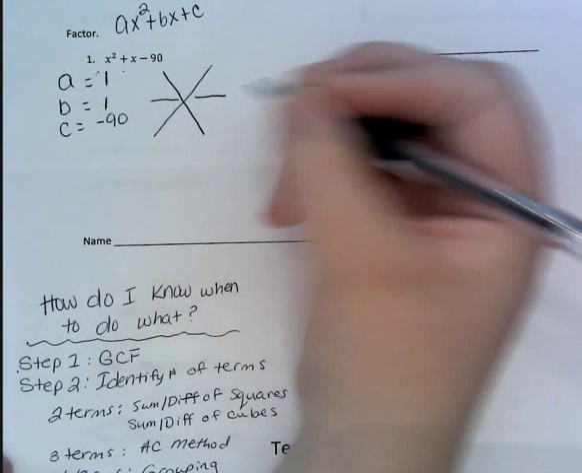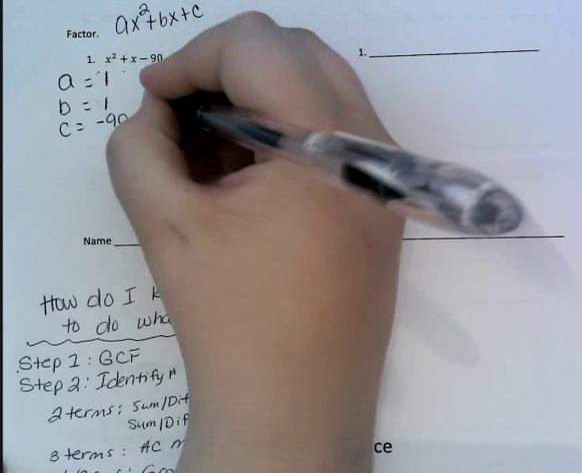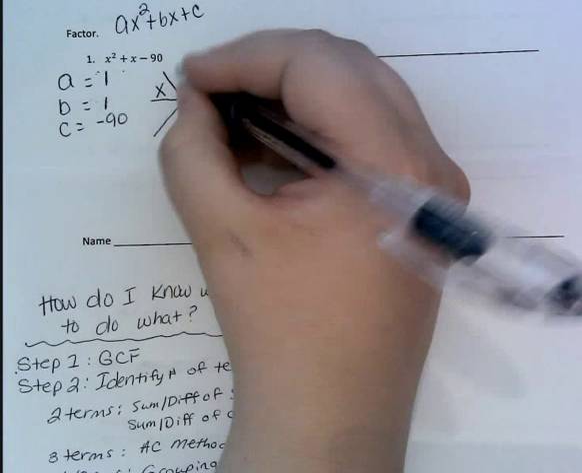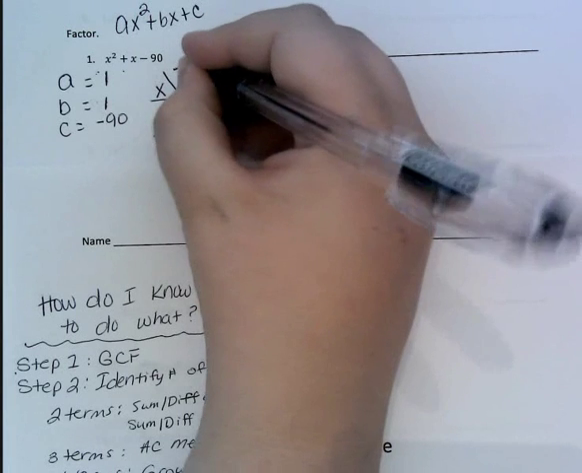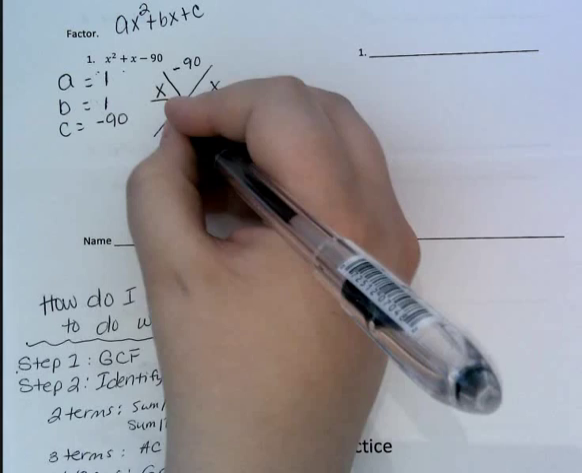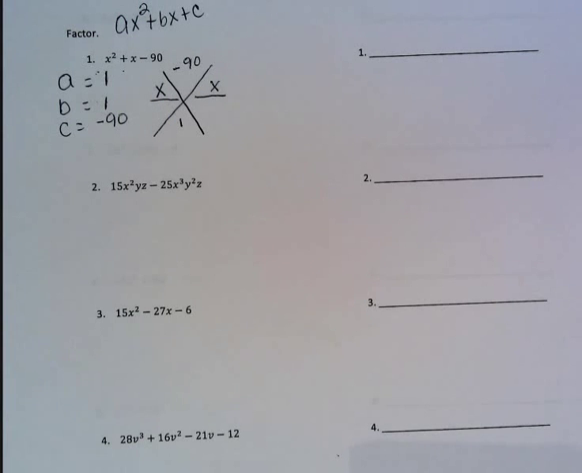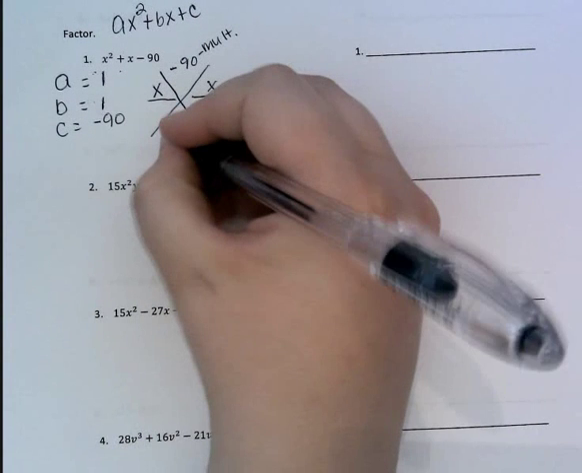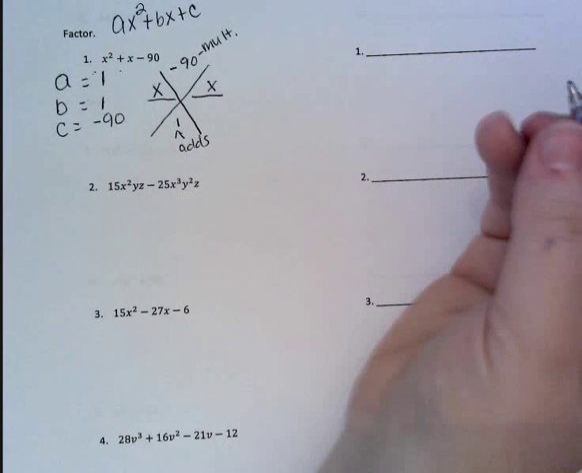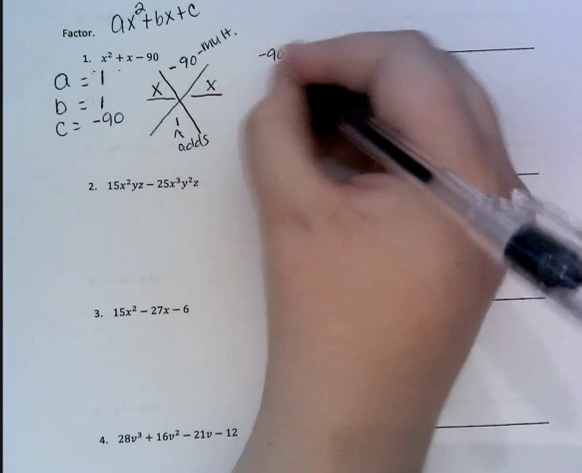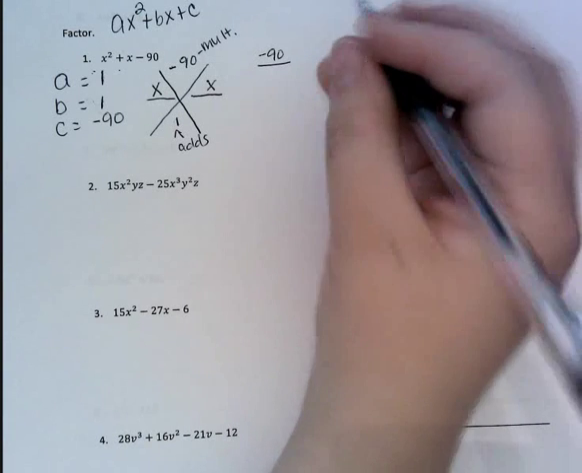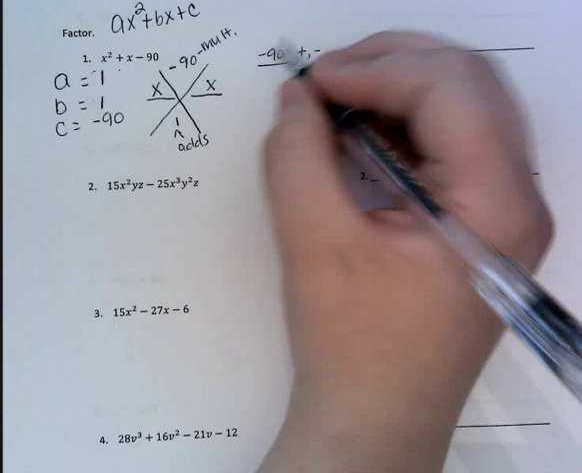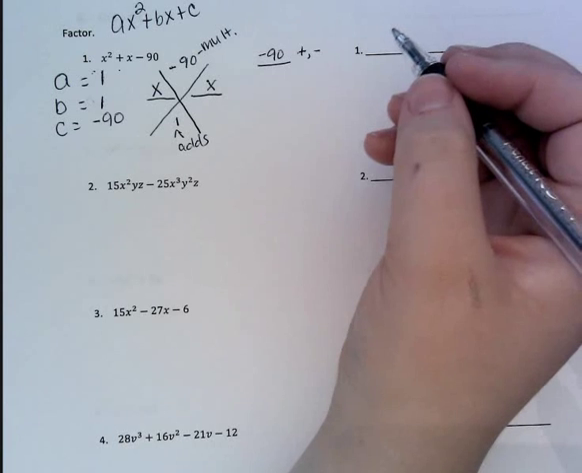And now you draw your flying x. So your x's go on top of your wings, that's the variable we're using. Your a times c goes up top here. So 1 times negative 90 is negative 90, and b is 1. So we need to find out what multiplies to give us negative 90 and adds to give us a positive 1. So I'm going to write out the factors of negative 90, and I know that I'm going to have one positive number and one negative number because the only way to get a negative product is by multiplying a positive and a negative together.